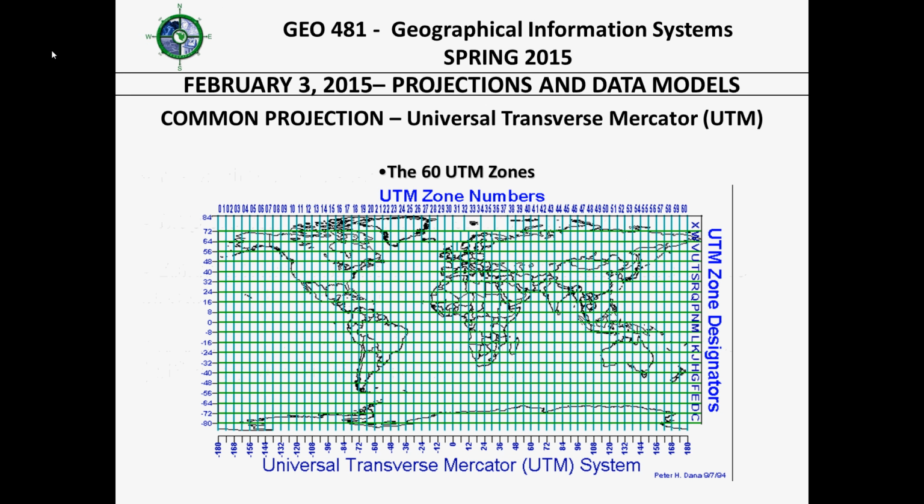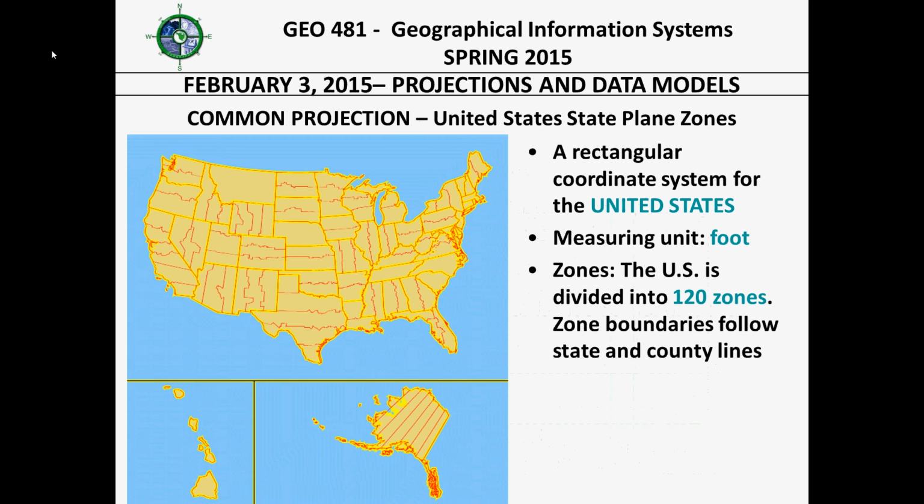Each of the 60 zones has its own central meridian. So where we talk about setting an origin point, 0,0, each of those 60 zones has its own origin point. That's how that projection is localized for mapping in that area. And I'm not really interested in the specific meridian values of that.